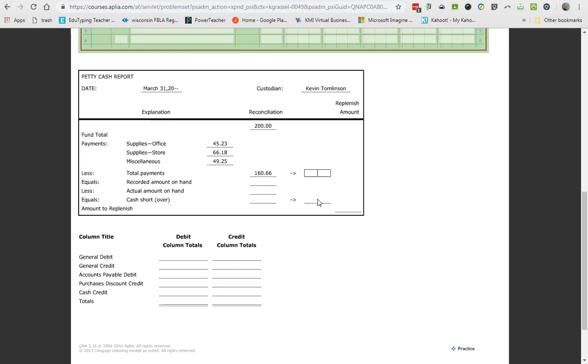Okay, now do you see this little symbol? It looks like an arrow right here. So the only thing that you do is take this number and put it there. Okay? Now, be aware of this column. Notice it says fund total less total payments equals, so what do we have to do here?